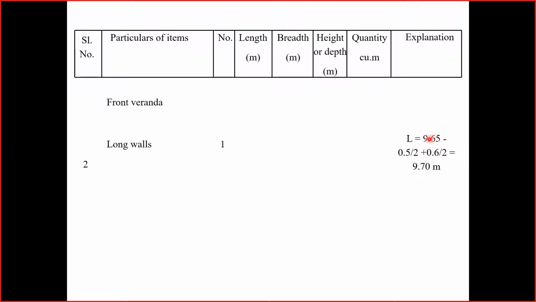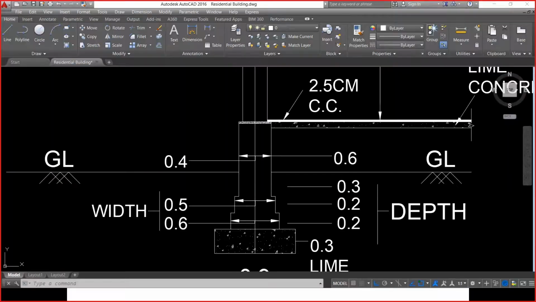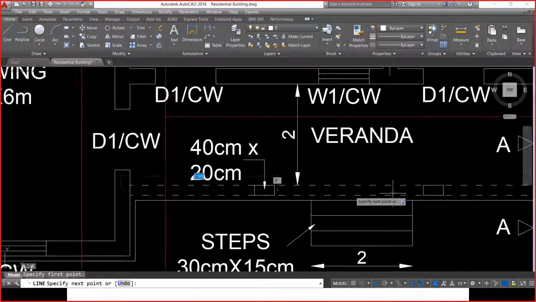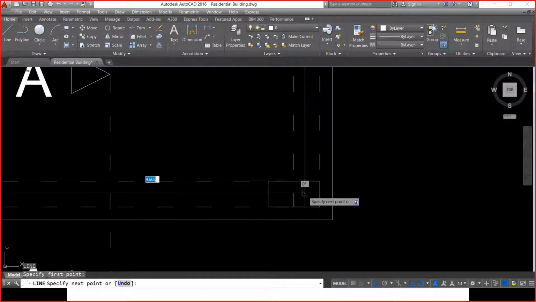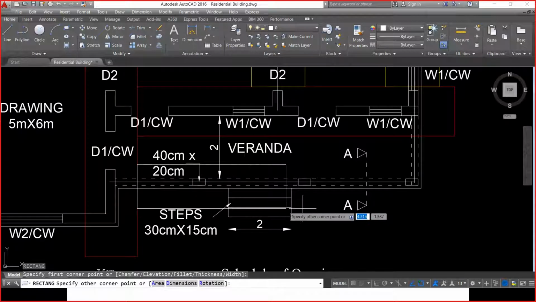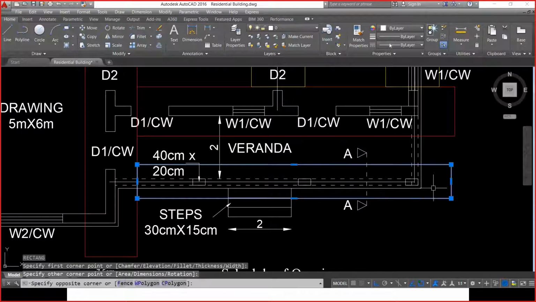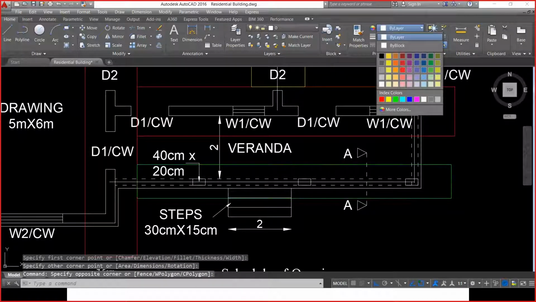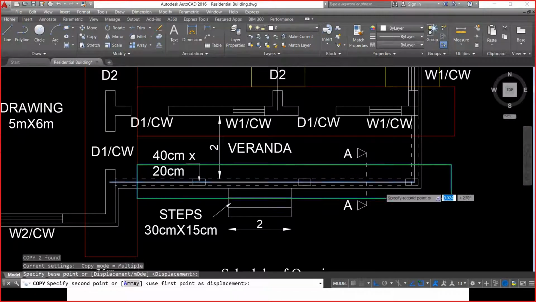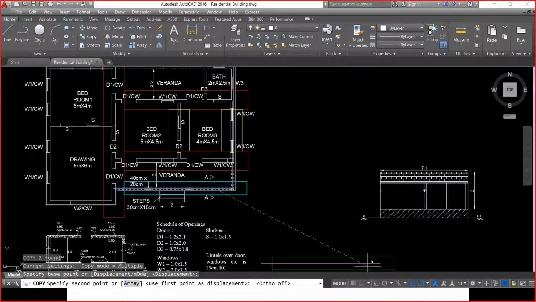I know the center to center distance. It is 9.65 meters. Let me go back here. The center to center distance is this one. Now I need to do the actual rectangle, which is this one. Let me indicate in green color. So I need to know the area of this rectangle.